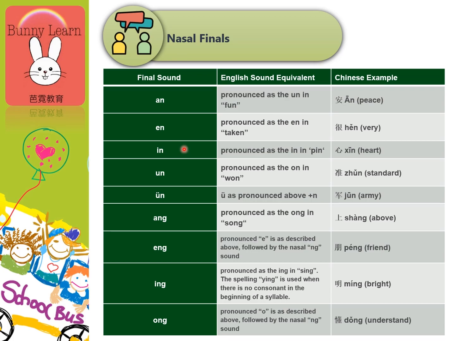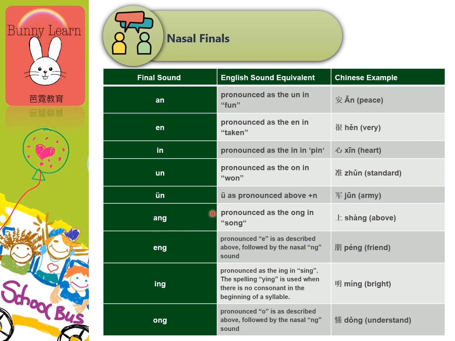In. This is pronounced as in pin. Chinese example is 心, xīn. Un. This is pronounced similar to the on in one. And Chinese example 准, zhǔn. Ün. This is pronounced as I explained above with n at the end. Chinese example 均, jūn.